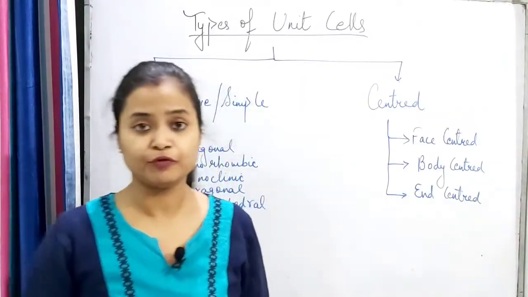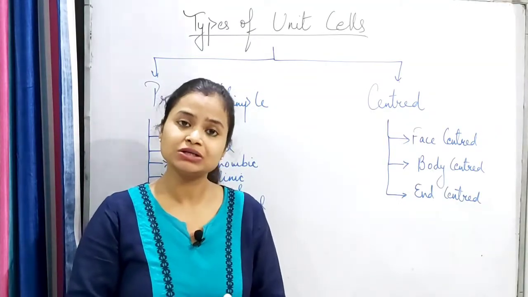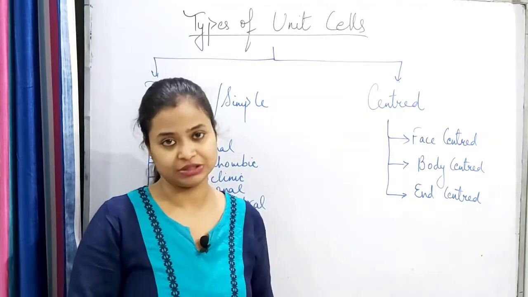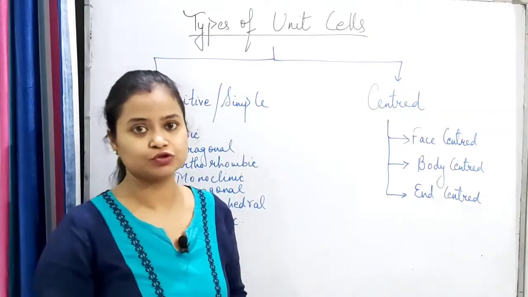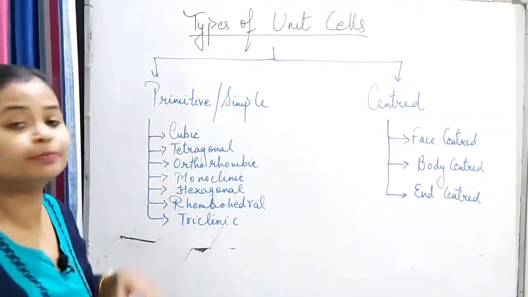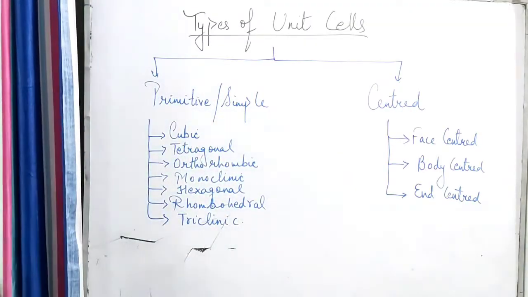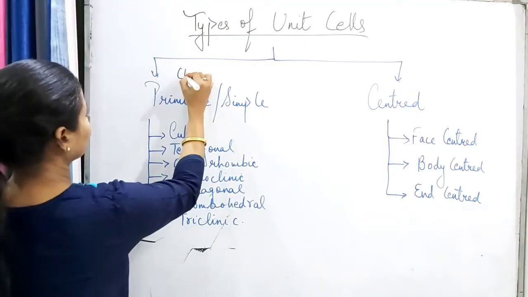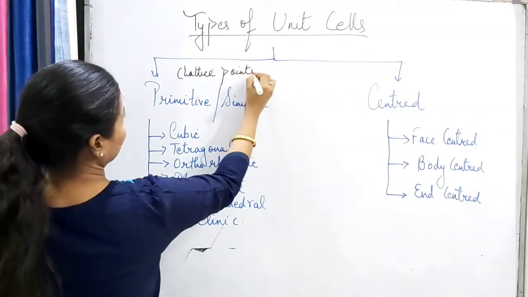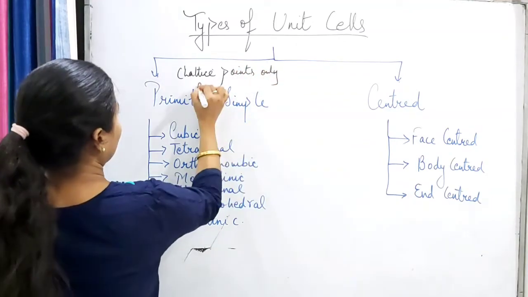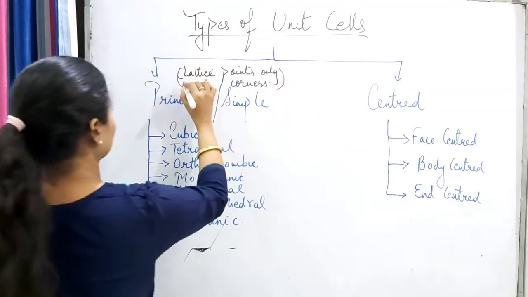Now let's see the types of unit cell. Unit cells are basically divided into two types: primitive or simple unit cell and centered unit cell. Okay, now what does it mean basically? So precisely we can say that if it is a primitive or simple unit cell, the lattice points are present only at the corners. Okay, unit cell के सिर्फ corners पे lattice points होते हैं.